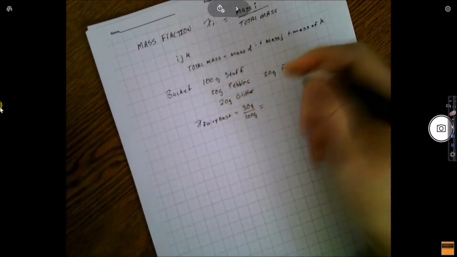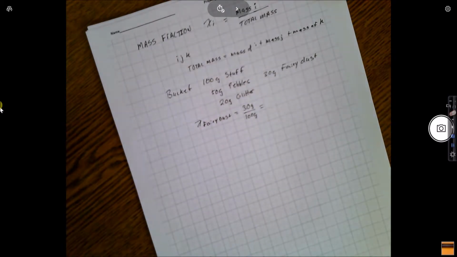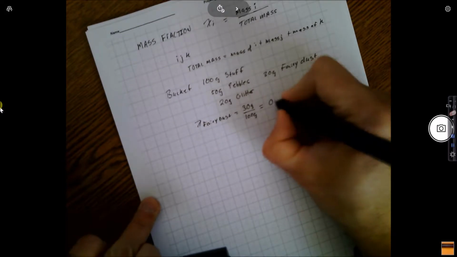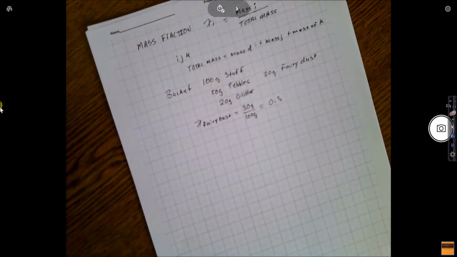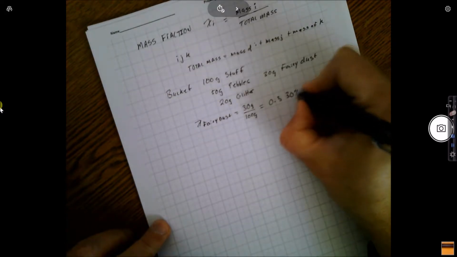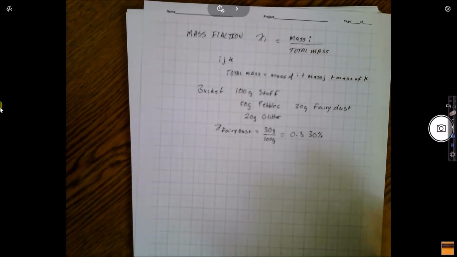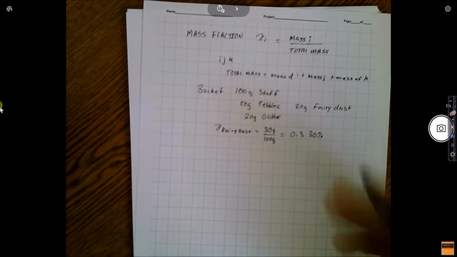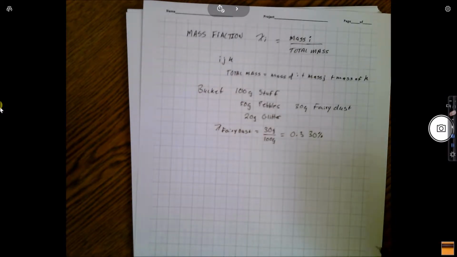You all can probably do this calculation in your head. My brain has long since reached the downhill stages. So 30 divided by 100, and I get 0.3. If you multiply that value by 100, it's 30%. So that was a little simple example. You could almost have guessed it just by looking at the numbers because I started with a nice round number of 100. But anyhow, this is how you would calculate mass fraction.